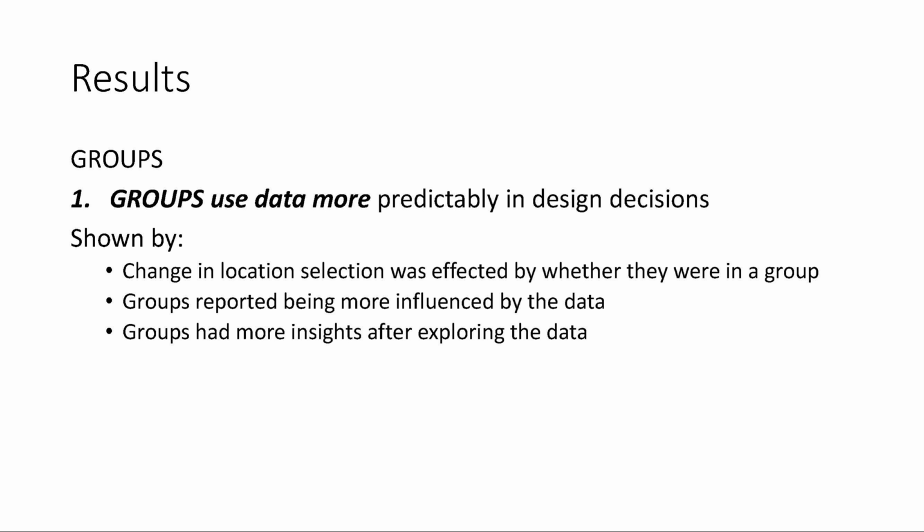Okay, so for our results, we found that groups use data more predictably in design decisions. This is shown by the fact that the change in location selection was affected by whether or not they were in a group. Groups reported being more influenced by the data, and groups had more insights after exploring the data.